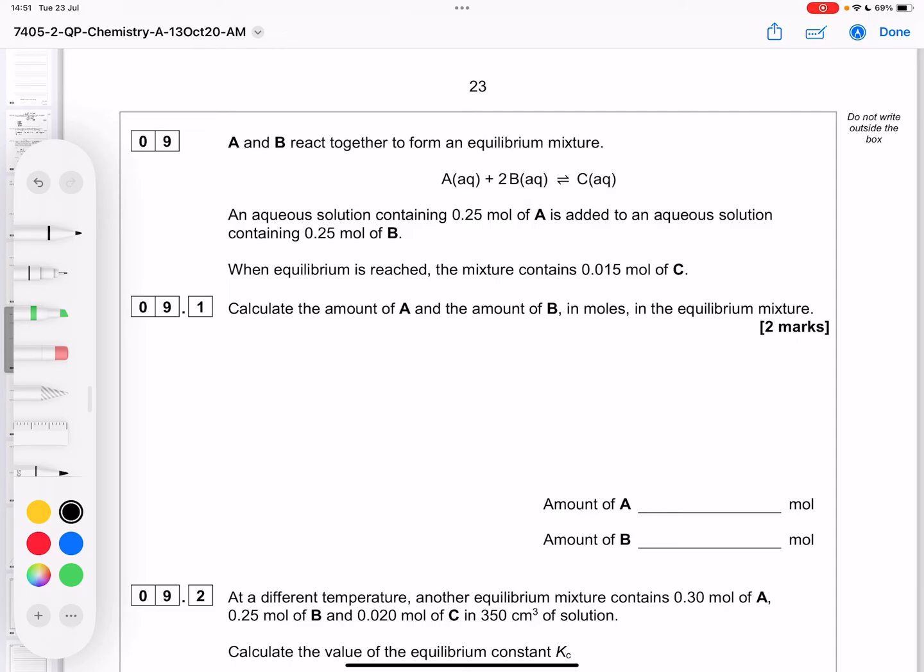A and B react together to form an equilibrium mixture. An aqueous solution containing 0.25 moles of A is added to 0.25 moles of B. When equilibrium is reached, the mixture contains 0.015 moles of C. So we've got A add 2B in equilibrium with C. So our ratio is 1 to 2 to 1.